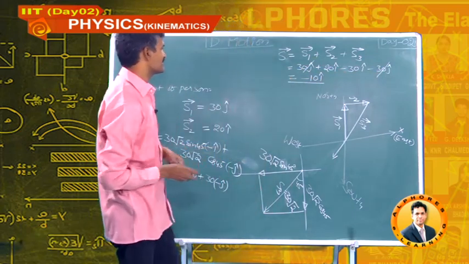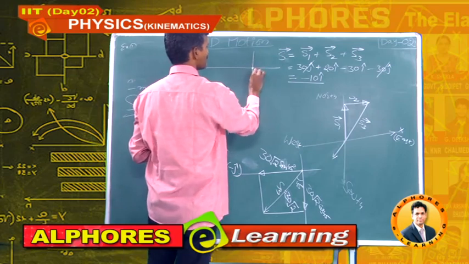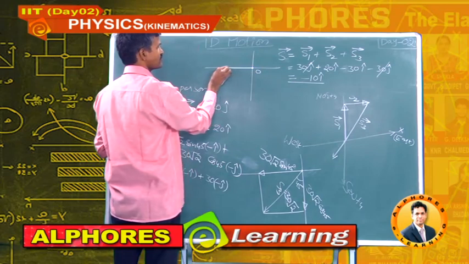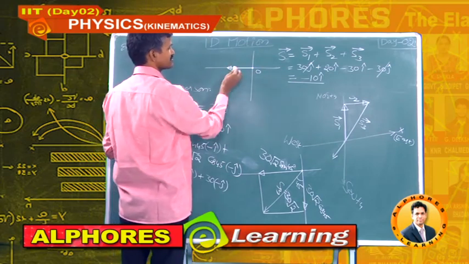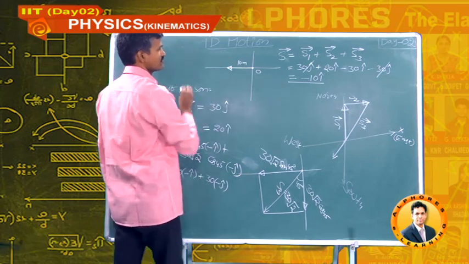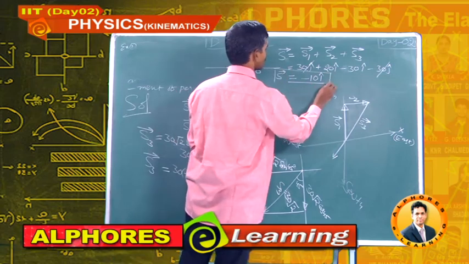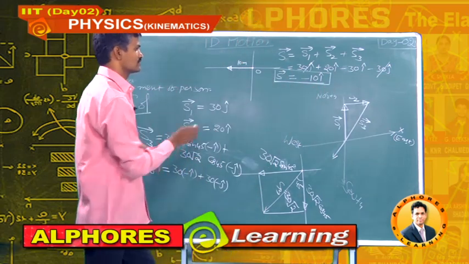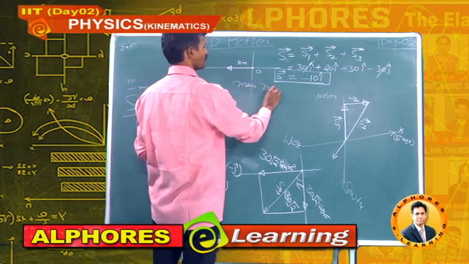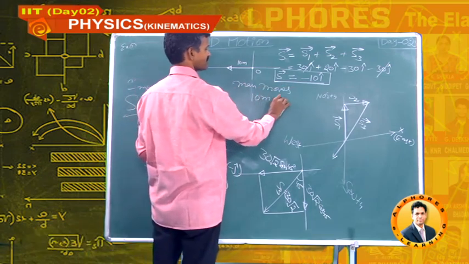So what is the resultant displacement from this coordinate system? If this is the origin, the man moves towards the west for a distance of 10 meters. So this is the displacement vector of the man. Finally, we can conclude that the man moves 10 meters westwards.